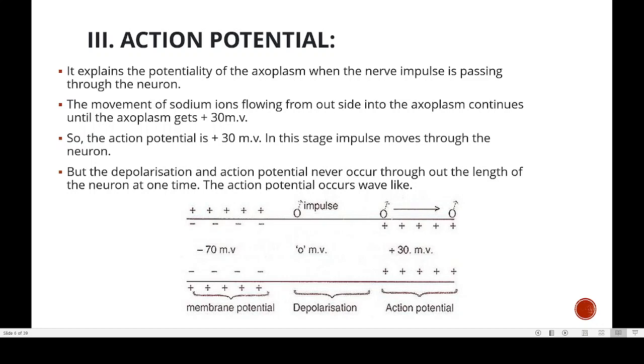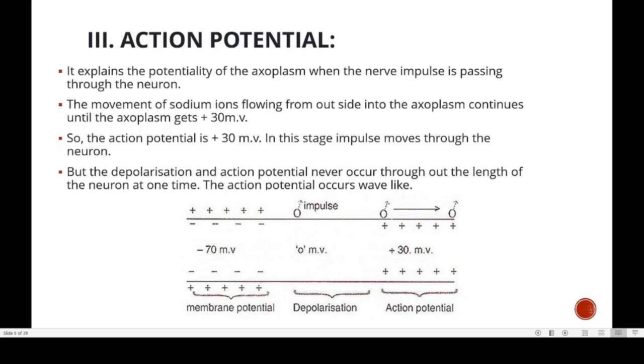And that is known by the name action potential. So what happens when action potential develops? When only 70 sodium ions are entering, the charge is only 0. When an extra 30 ions are entering, the charge becomes positive, plus 30 millivolt. So that plus 30 millivolt is what we call the action potential. So that is the third event in the case of a nerve impulse propagation.